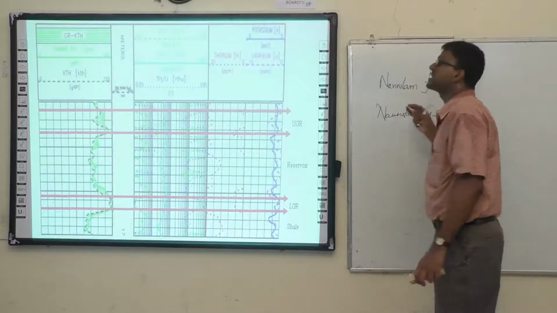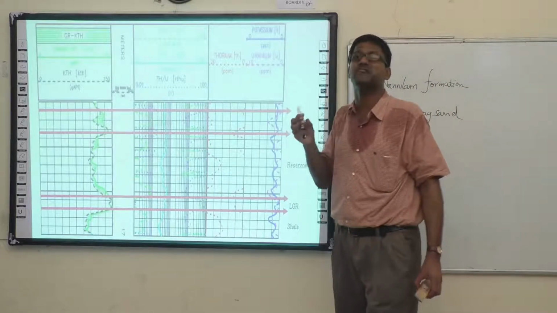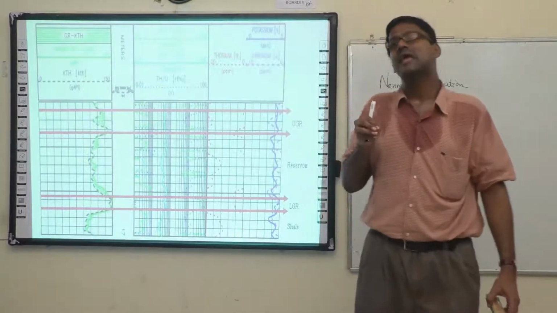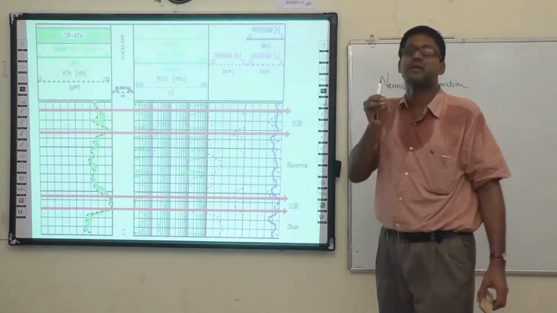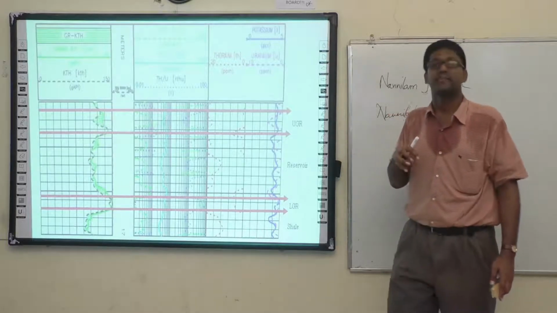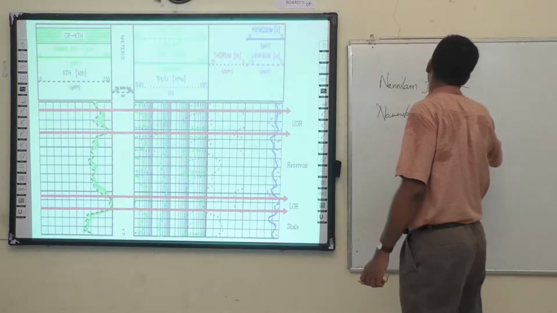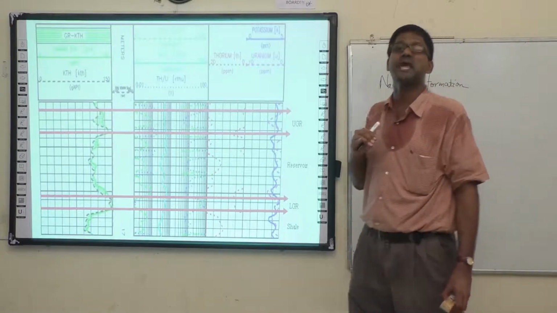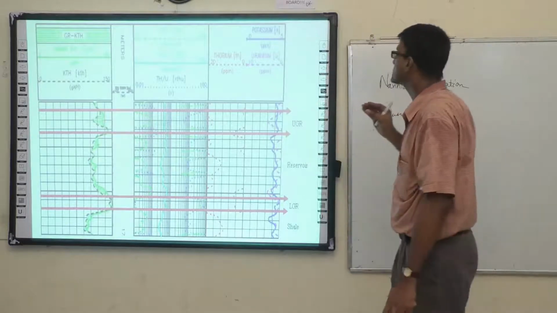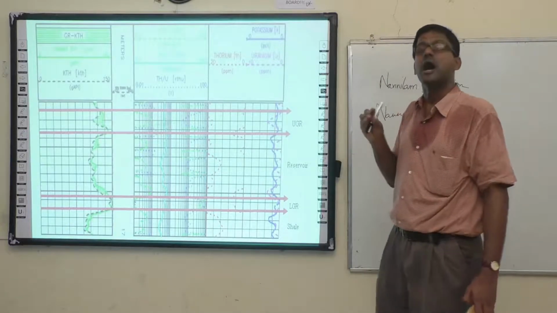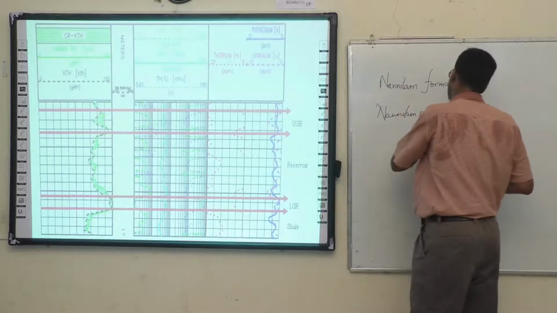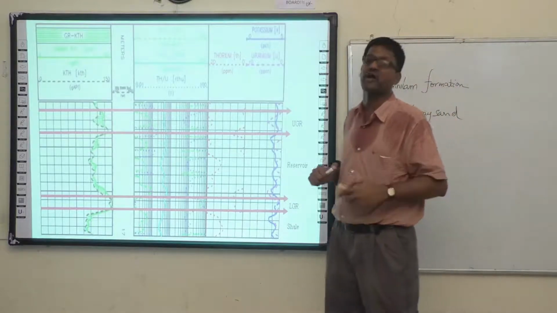But the Nandilam formation entirely doesn't mean it will contain only sand. It may contain sand, silt, clay, and it may contain some limestone also. So the Nandilam formation is a mixture of everything. But when we come to the Nandilam pay sand, we have only sand, okay? And hydrocarbons are usually present in sand. So that is what we want to find out.